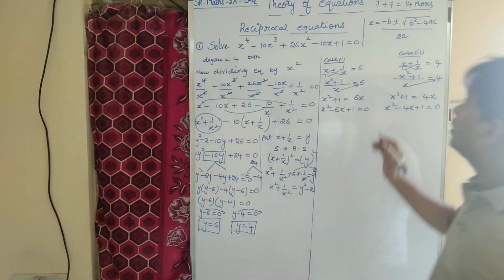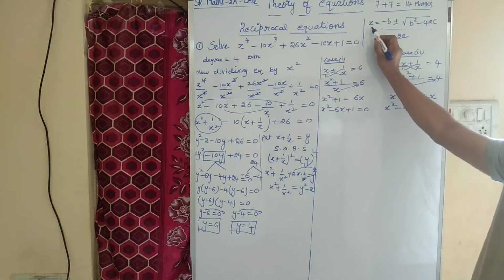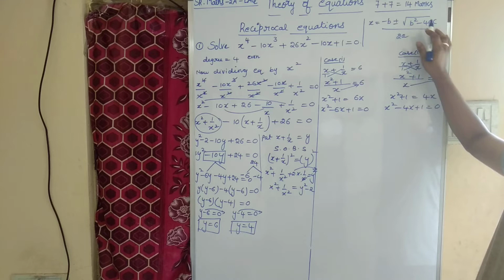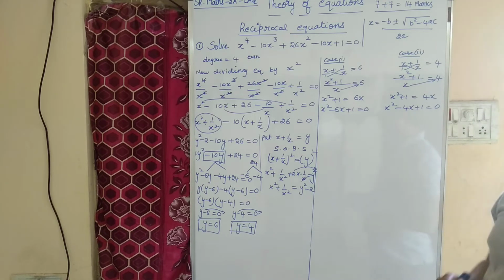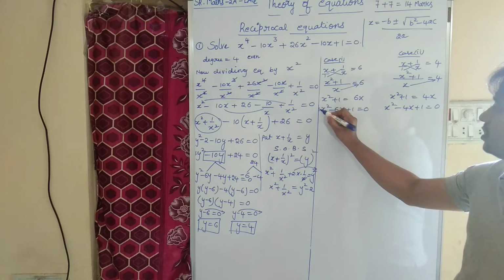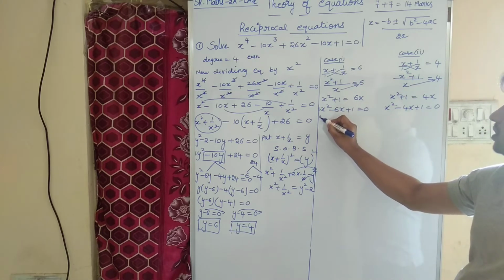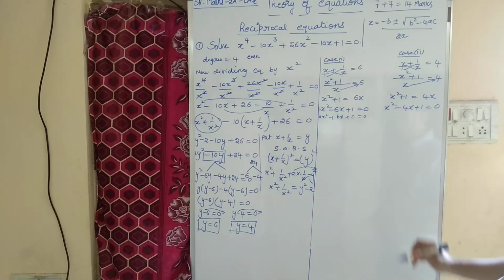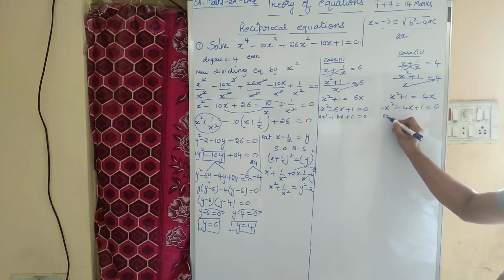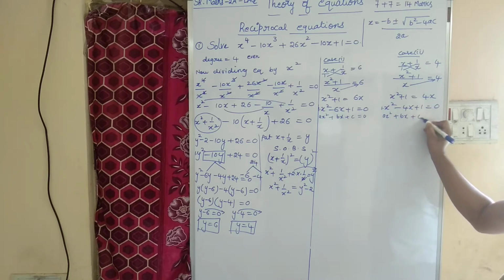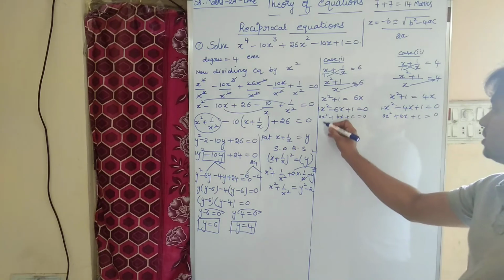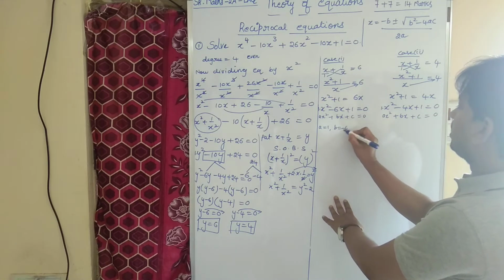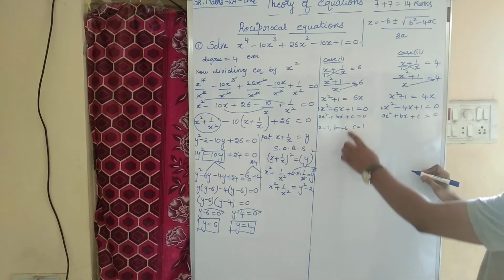Children, what is the formula to find the roots of the quadratic equation by using the quadratic formula? x equal to minus b plus or minus root over b square minus 4ac by 2a. As the standard form of the quadratic equation is ax square plus bx plus c equal to 0. Here also nothing means 1. In this case, what is the value of a? Value of a is 1. And what is the value of b? The value of b is minus 6. And what is the value of c? The value of c is 1.